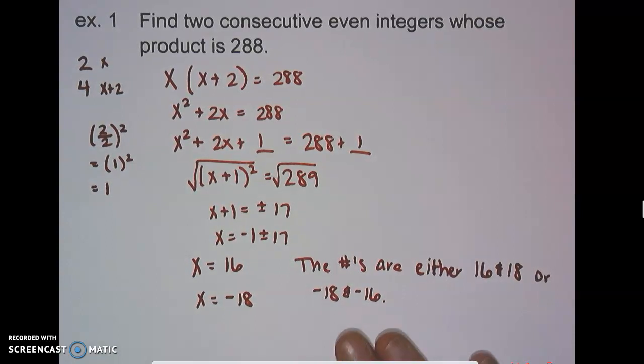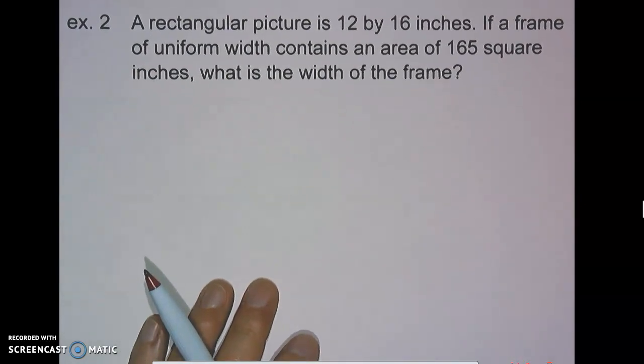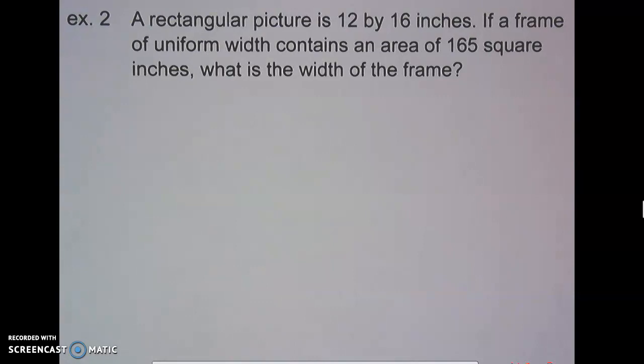So you would need x and x plus 1 for that. Alright, here's the next type of word problem. We've actually seen this type before when we looked at the garden problem earlier this unit.